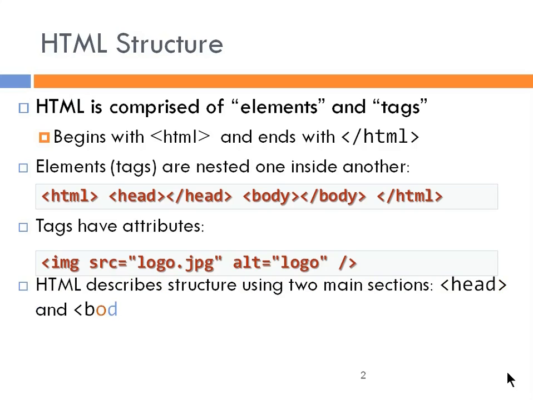HTML describes structure using two main sections, head and body. The main structure of HTML is inside the head and body sections. So this is the basic structure of HTML.